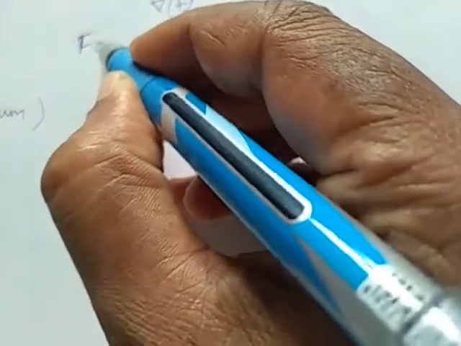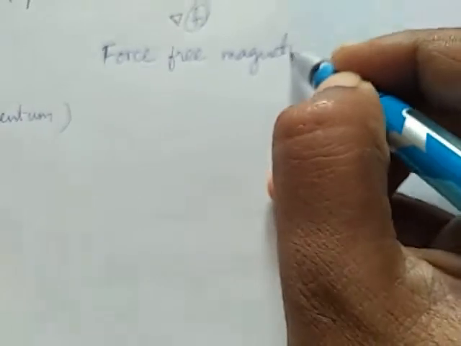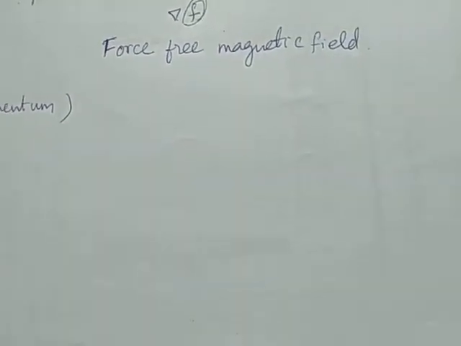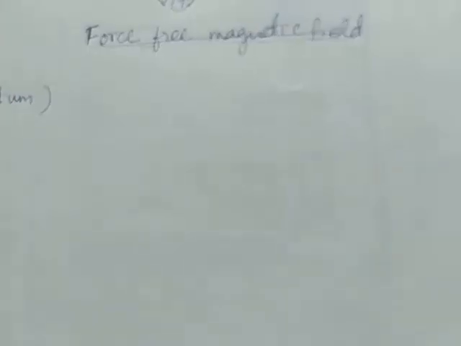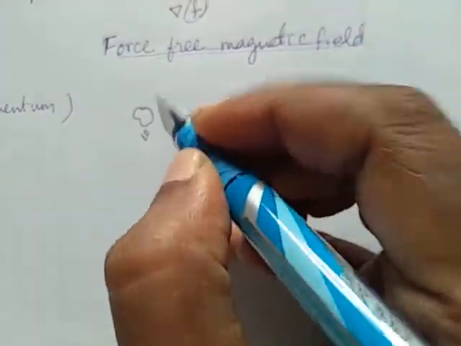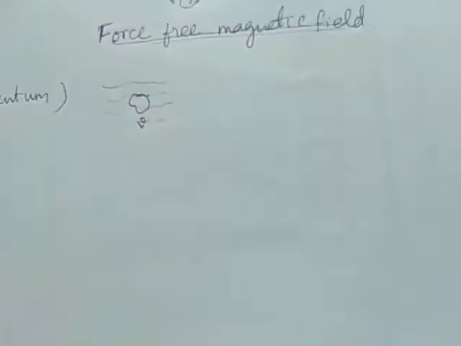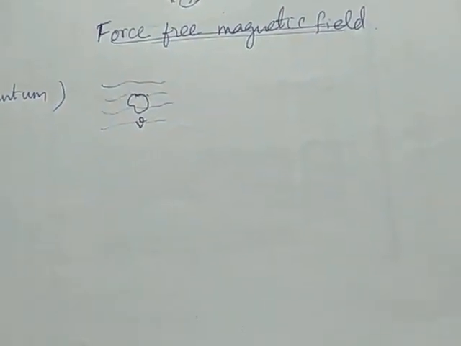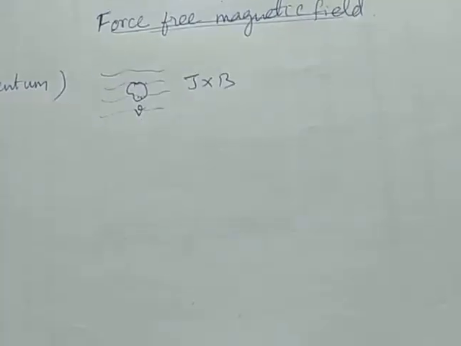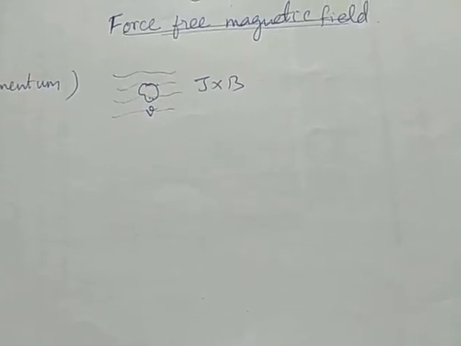Next, we are going to study what a force-free magnetic field is. What does a force-free magnetic field mean? We are considering an electrically conducting fluid. In it, the magnetic field force acting per unit volume is J cross B. The magnetic field force acting per unit volume of the electrically conducting fluid is J cross B.